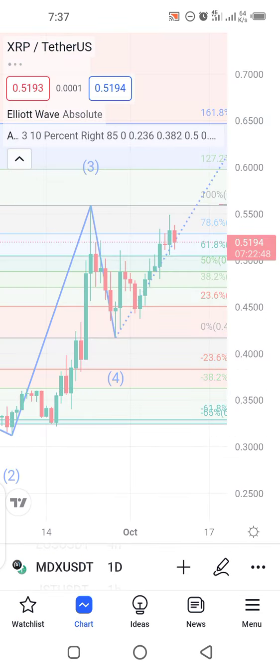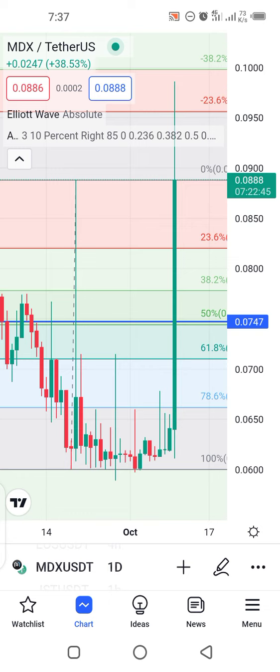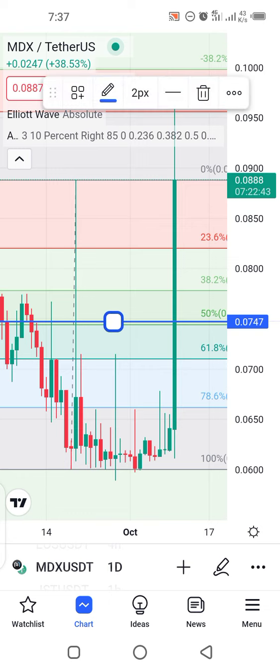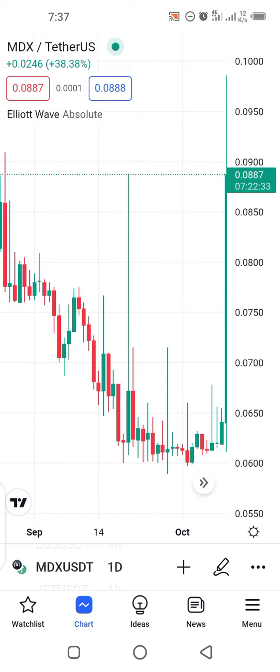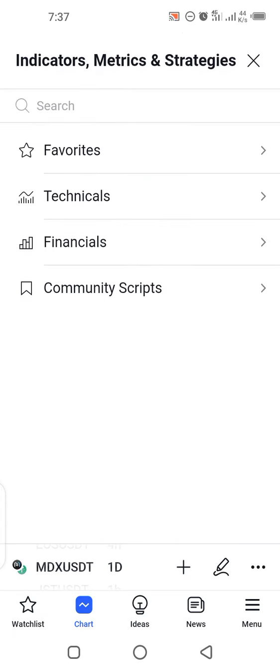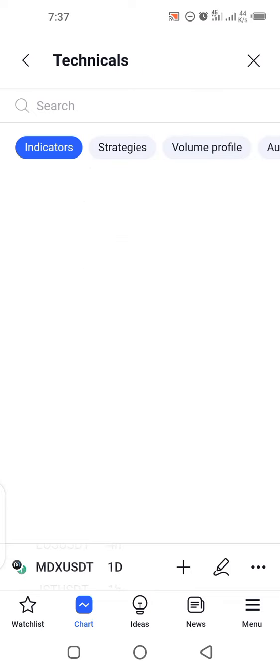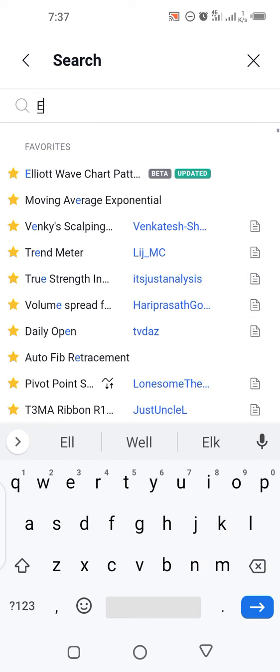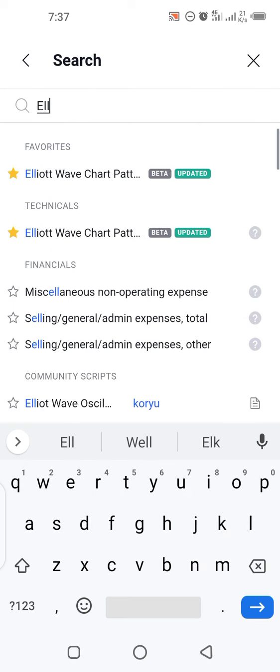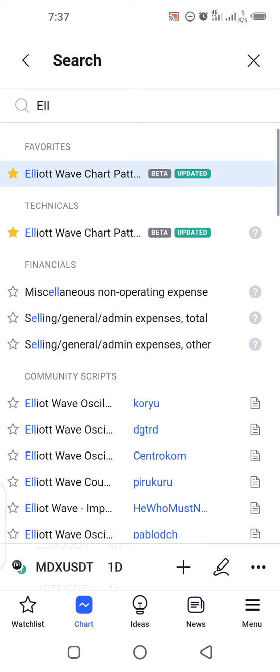All right. So I will start with the indicator that we discussed today in the morning, and this indicator is called, when you tap on the plus sign, these are ordinary candles. You tap on the plus sign. You come to FX indicators and you come to technicals. Then you type in our indicator called the Elliott wave chart pattern.